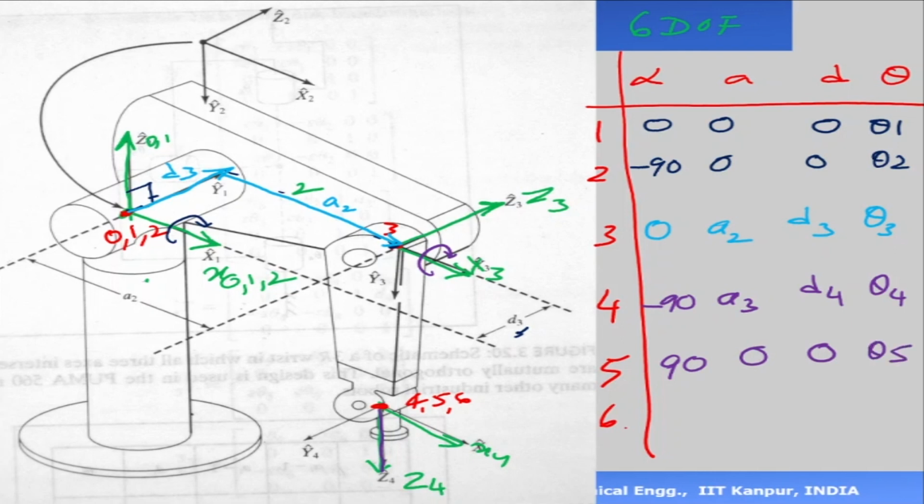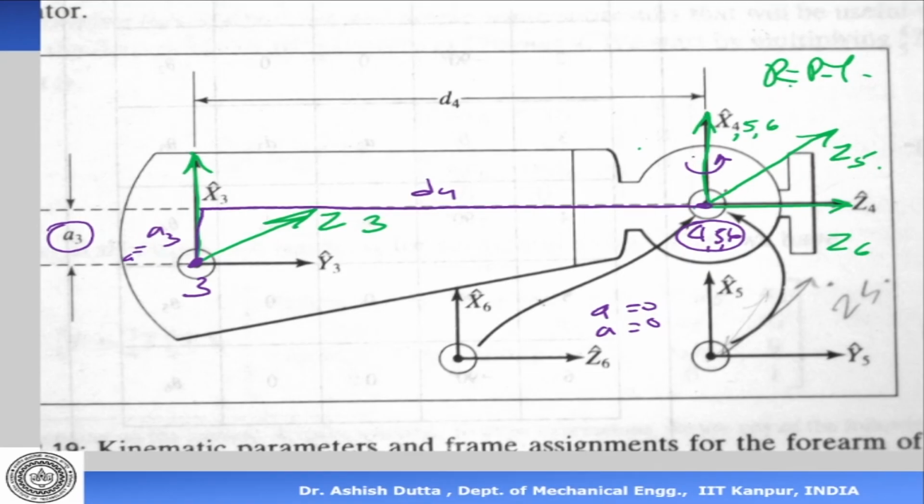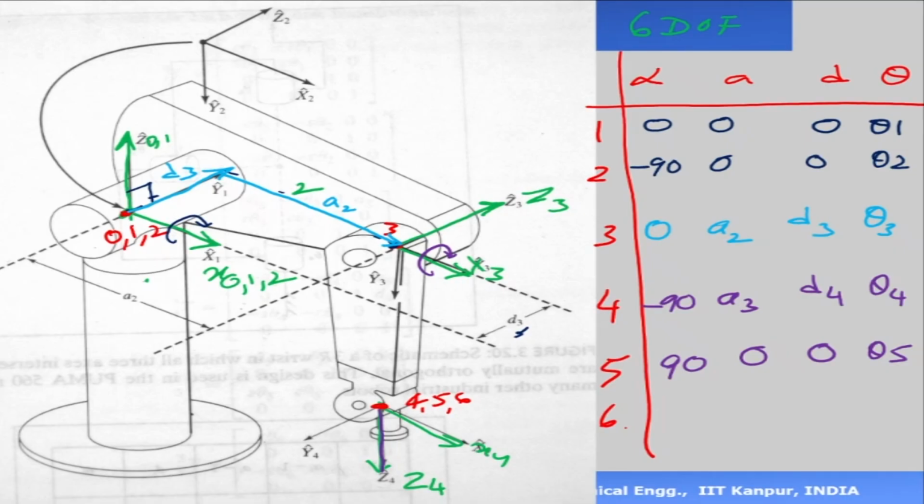Now again, Z5 is that side. It rotates clockwise about the x4 axis, like this, and Z5 becomes Z6. So what happens here is, because it's a rotation clockwise, it is minus 90, 0, 0, theta 6. Okay, so this is our DH parameter table.